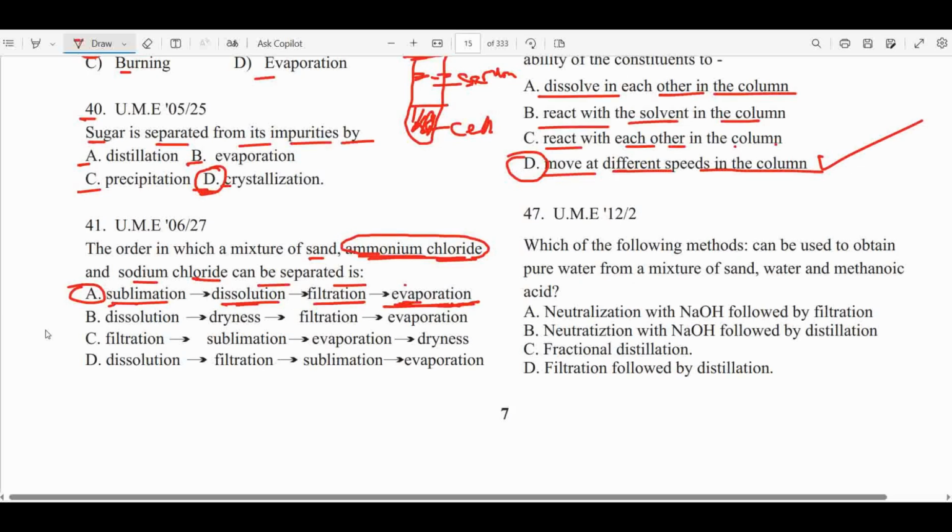Which of the following methods can be used to obtain pure water from a mixture of sand, water, methanoic acid? Now this is interesting. Of course, there will be distillation here because water and methanoic acid have close boiling points. But if you have sand as part of the components, you first have to filter to remove your sand and then subject the two liquids to distillation to remove them at different boiling points. So the answer to this will be filtration.